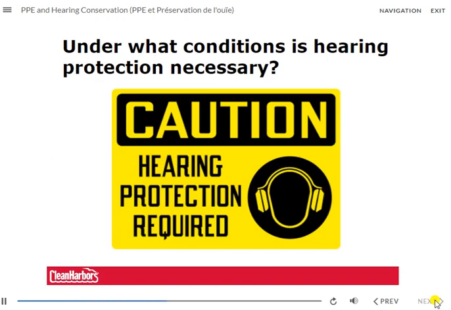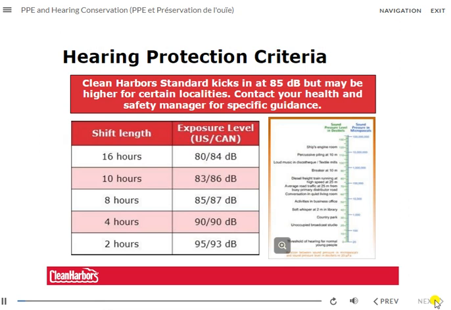Now, identify under what conditions hearing protection is necessary. Clean Harbors requires hearing protection when engineering controls cannot be used to reduce noise levels below Clean Harbors criteria, which is 85 decibels, but may be different due to federal, state, or provincial legislation. As a best practice, please consult your health and safety manager for guidance. This table shows how long someone can be exposed to the decibel levels before the time-weighted average, or TWA, would be exceeded.